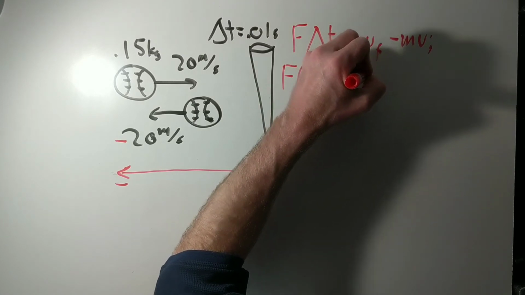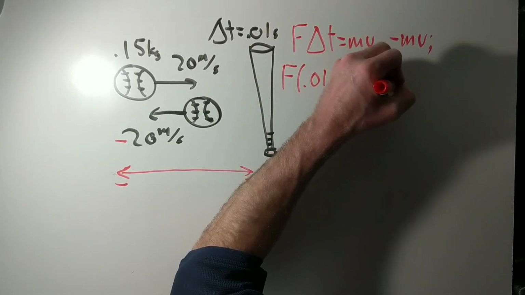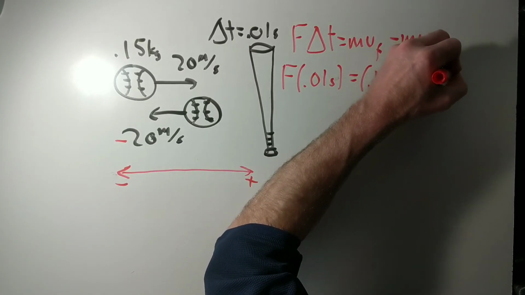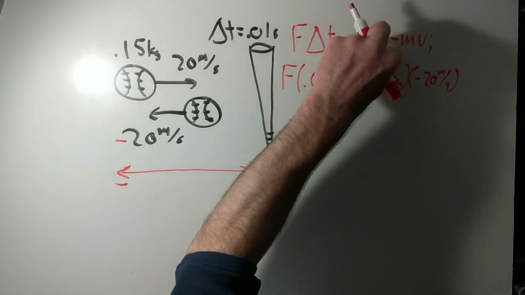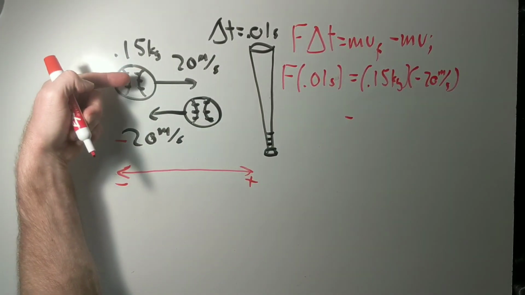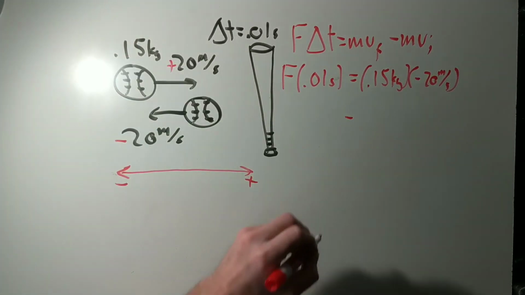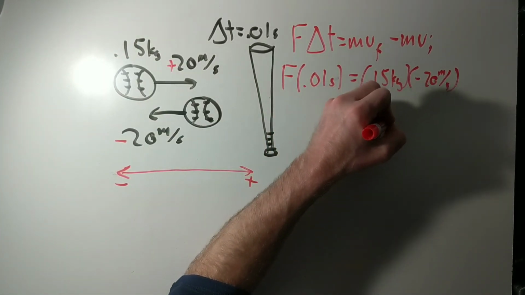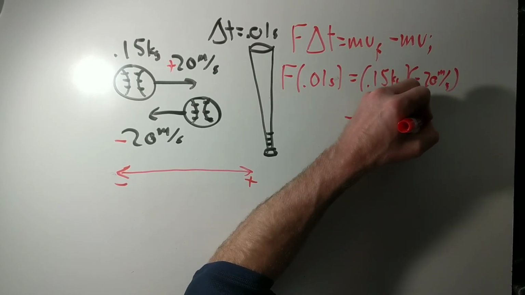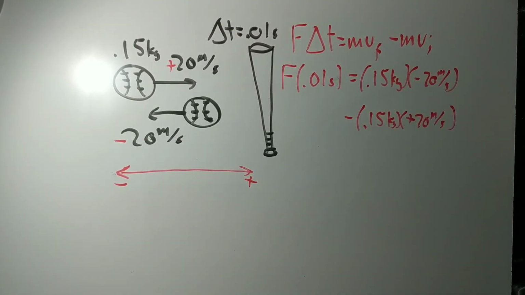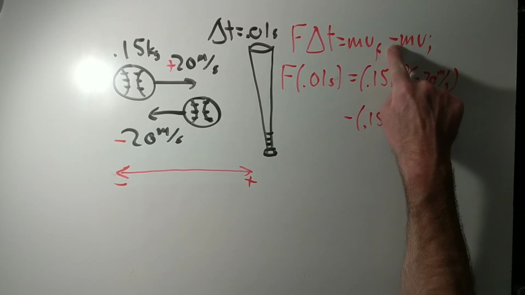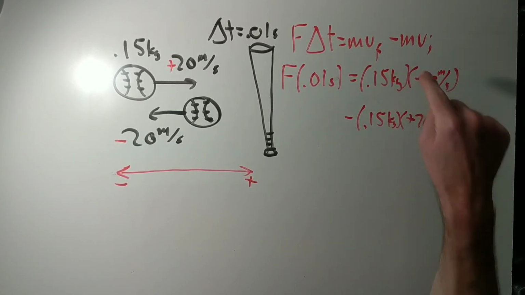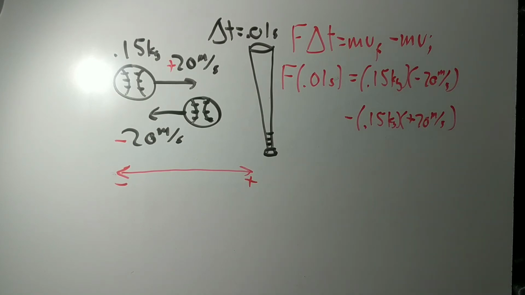So this is 0.15 kilograms times negative 20 meters per second, because it's going this way, minus, that's this minus right here, this initial velocity was this direction to the right, so it's got to be positive. So minus 0.15 kilograms times positive 20 meters per second. Now, the number one mistake that students make with this is they assume that this negative is taking into account this negative. It doesn't. This is always here. You have to put in the parentheses what you'd want the negative sign to be there.